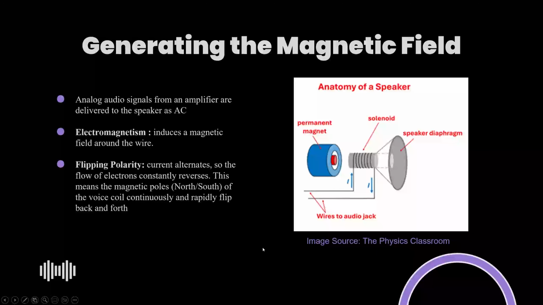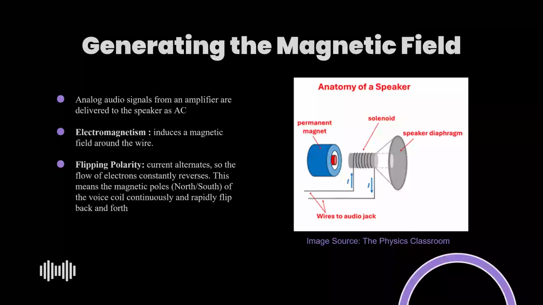Next, we'll move on to the generation of the magnetic field inside an EM speaker. So you can see here, the speaker receives an analog audio signal from an amplifier, which is an alternating current, or an AC current, as we've studied in class. When this AC current flows up from the wires through the audio jack and into the solenoid, which here is the voice coil, it induces a magnetic field.